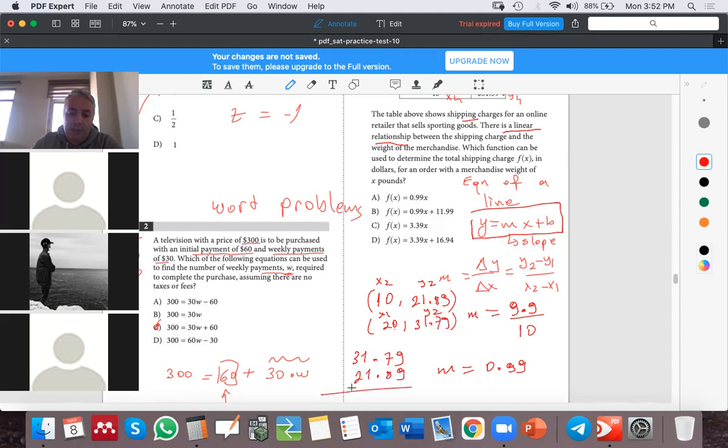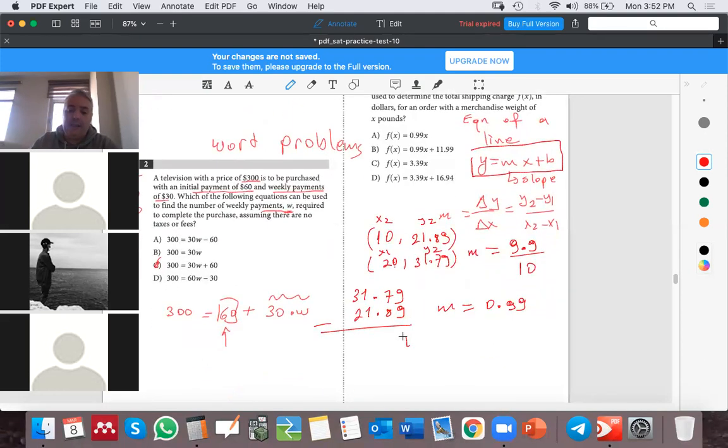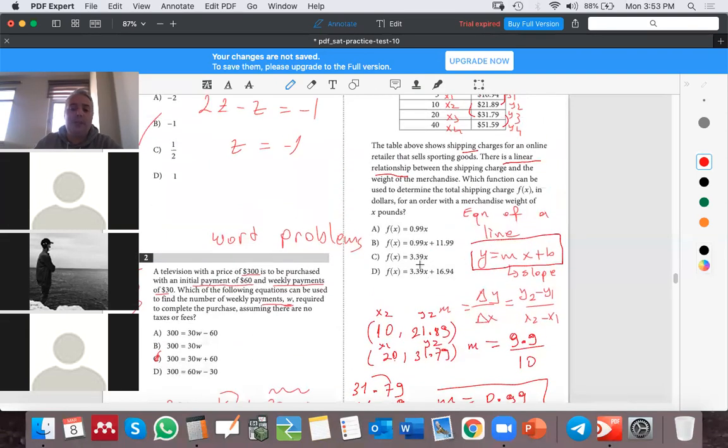So let me show you directly. 9.90 or just 9.9. Okay, slope is 0.99. Where do you have slope is 0.99? Here? No. Here? No. So the answer is this or this.